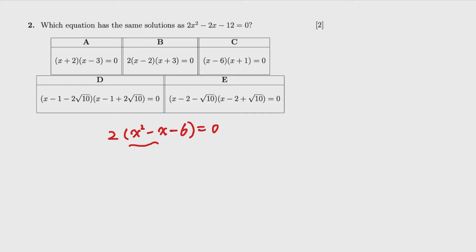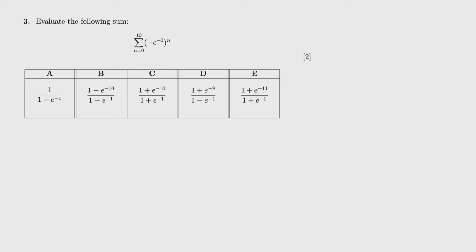Now, we are going to factorize what's inside the bracket. We have x squared, which is the product of 2 x's. And then we have minus 6, which should be factored into minus 3 and 2, because minus 3 plus 2 equals to minus 1, which is the coefficient of x term. So now we can write the quadratic as 2 times x minus 3 times x plus 2 equals to 0. We can cancel the coefficient 2 because it's 0 on the other side. After doing that, we can see that A is the correct answer.